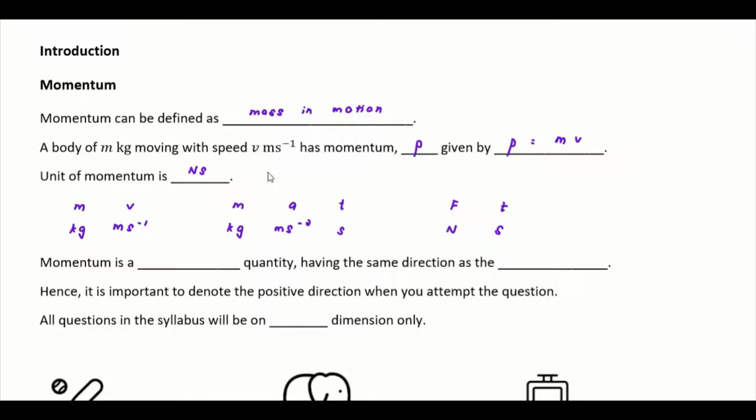So that's why at the end we can get that the unit for momentum is actually Newton second. Momentum is a vector quantity, so it has the same direction as the velocity. So that's why when you answer the question later, it's very, very important for us to denote where our positive direction is, because it will give you a different answer, especially when we are trying to calculate the change in the momentum.